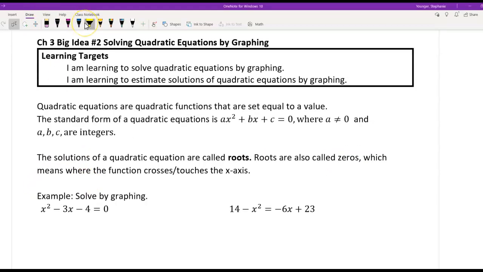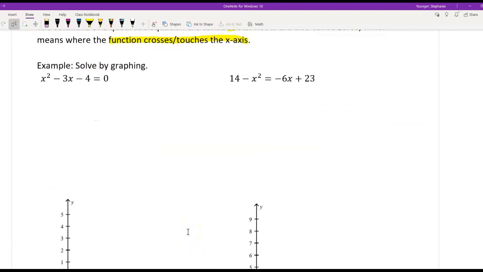So when we take a look, the solutions of a quadratic equation are often called roots. Roots are often called zeros. They're interchangeable, and we can even call them solutions, which means the function either crosses or touches the x-axis. So we're going to take a look at some examples. We are going to solve by graphing.